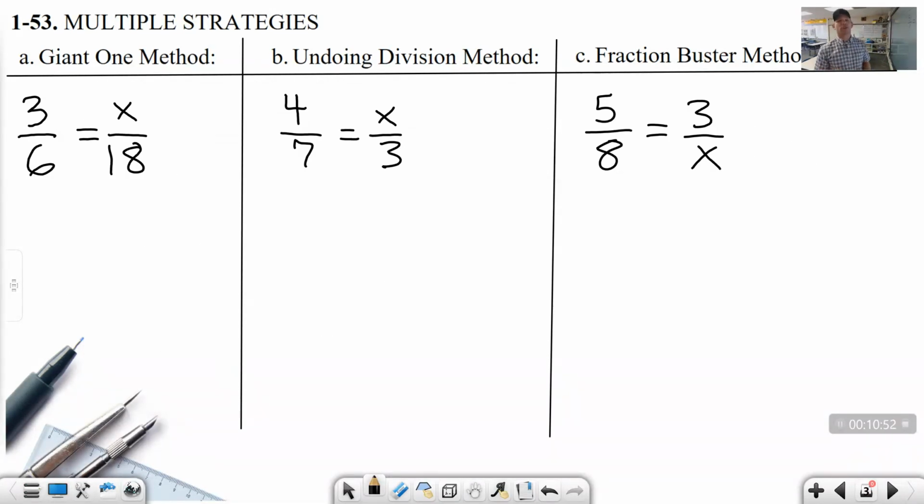So, let's go ahead. Our last part of today is to go ahead. You have a separate box underneath for these 3 independent practice problems. You want to find the big giant 1. What are you going to multiply by to make this number equal to that number? Undoing division. How do you undo that? Fraction buster method. Cross products. Okay? I am not giving you the answers for these 3 problems in this video. We'll look at this when you get back to class.